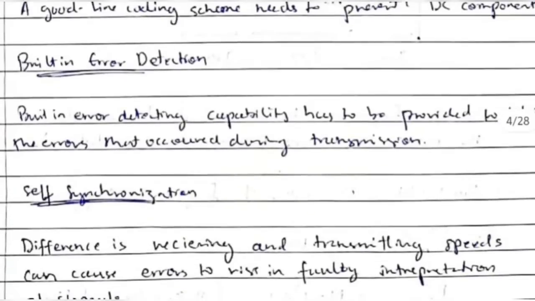The next one is built-in error detection. This means there should be some technique in the transmission process to detect if there are any errors, and they have to be corrected by itself.